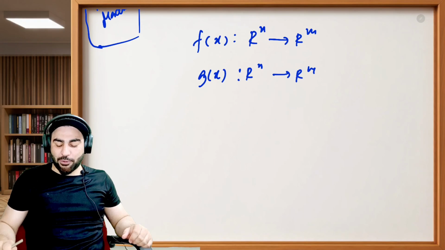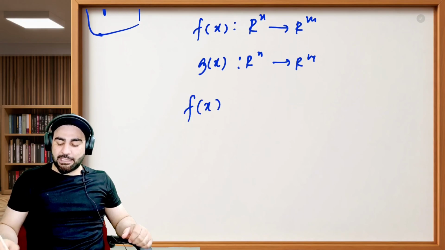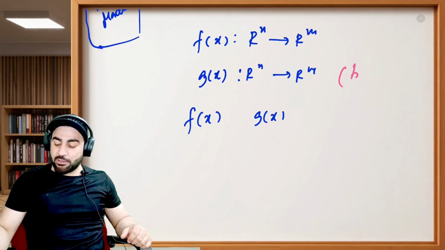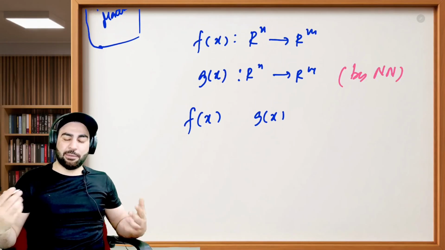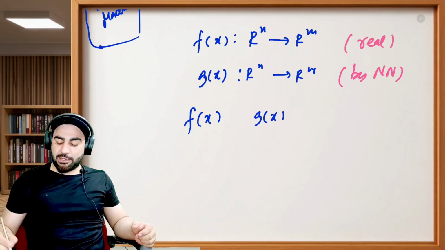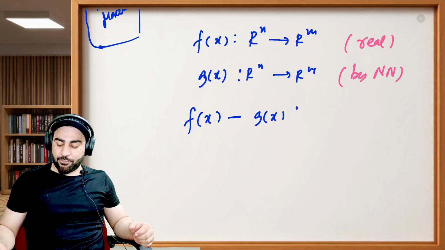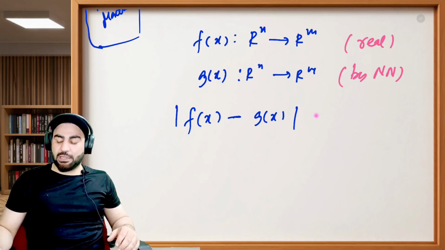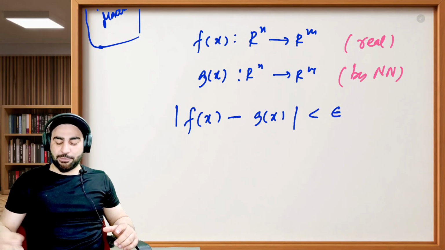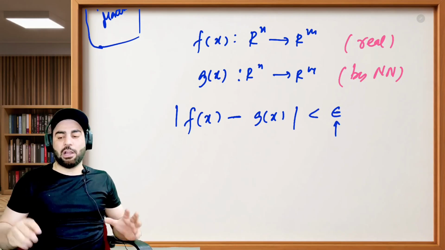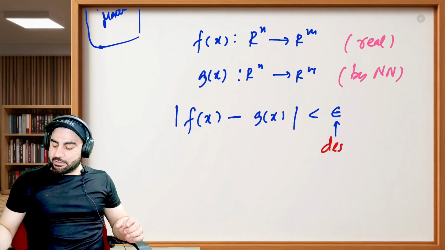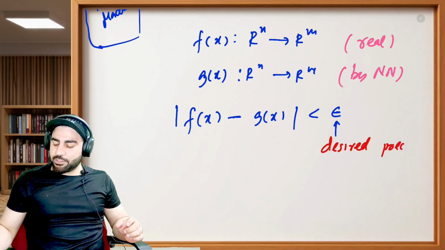So what I will say by approximation is, if I take f of x and this g of x, where g of x is modeled by a neural network, or these multilayer perceptrons, and f of x is the real function, the actual underlying function. If I subtract these two things, I should not get an error of more than epsilon. So epsilon is the precision value. How precise do you want it to be? This is the desired precision.